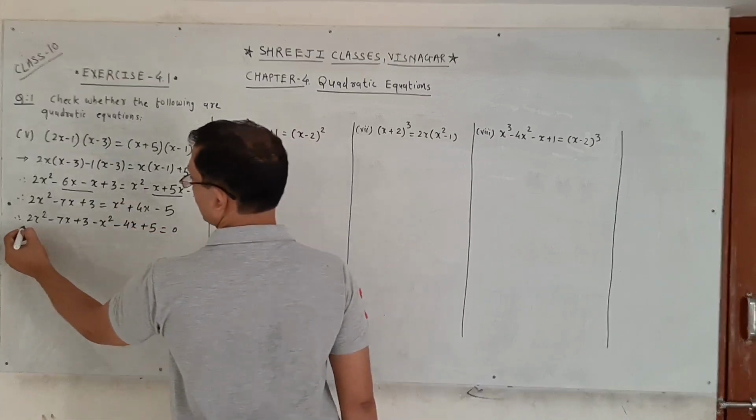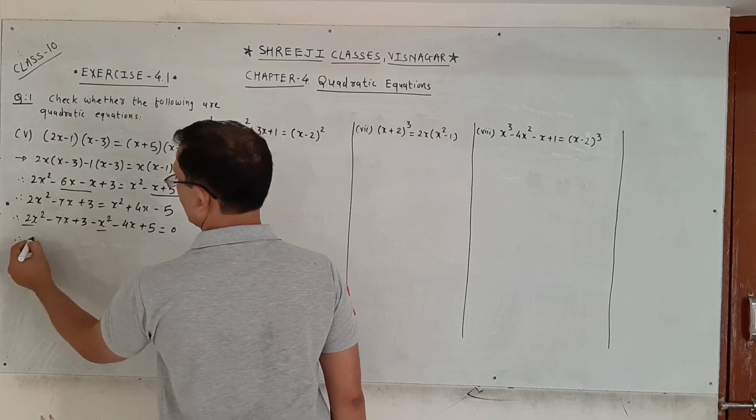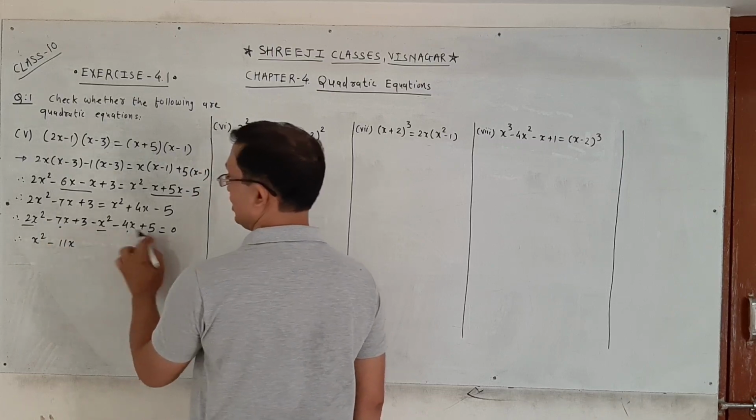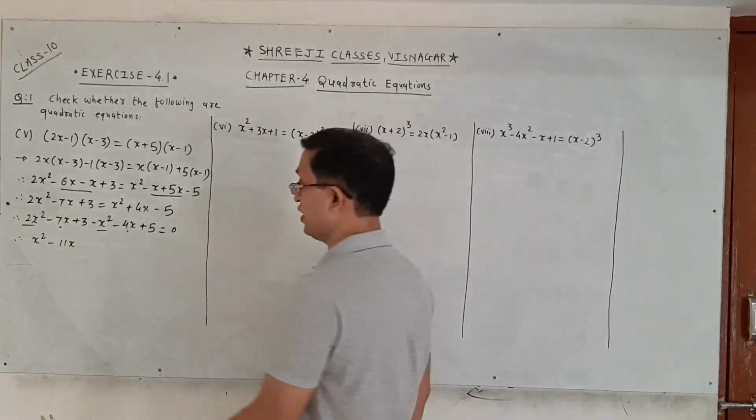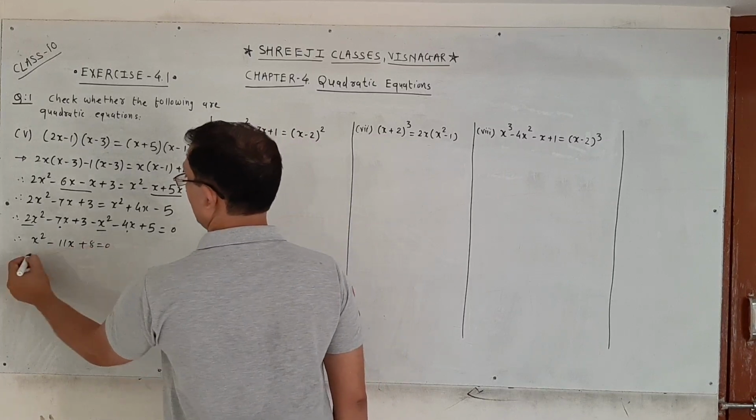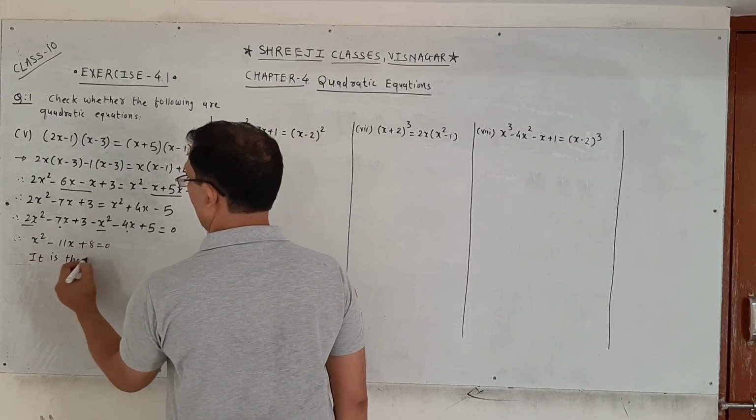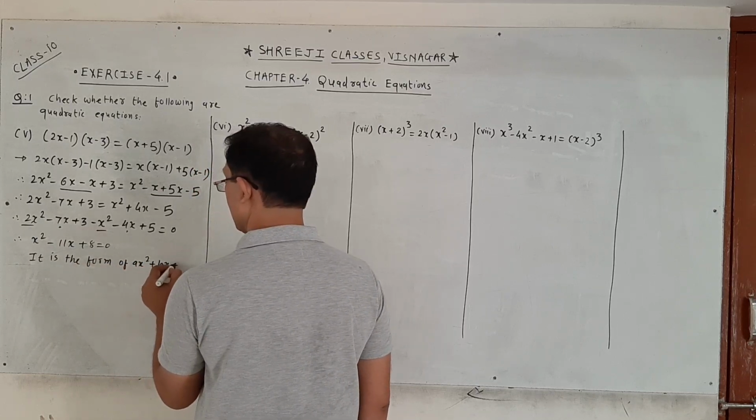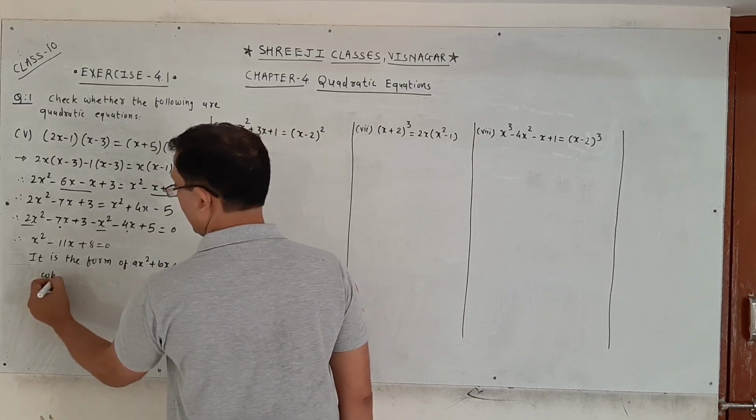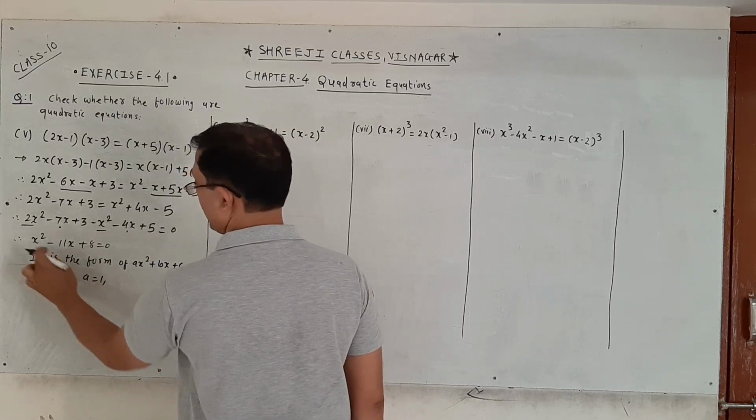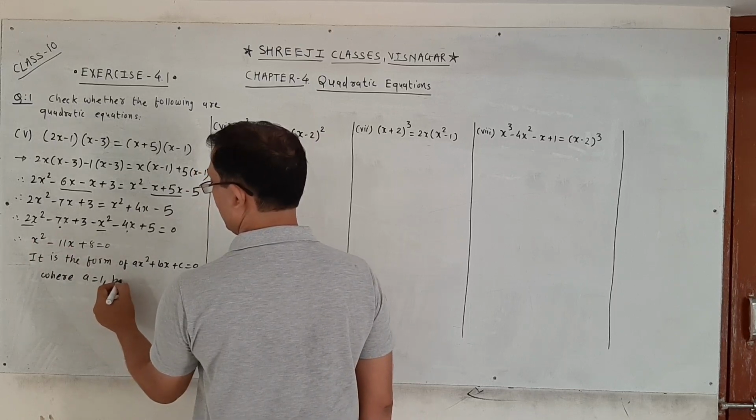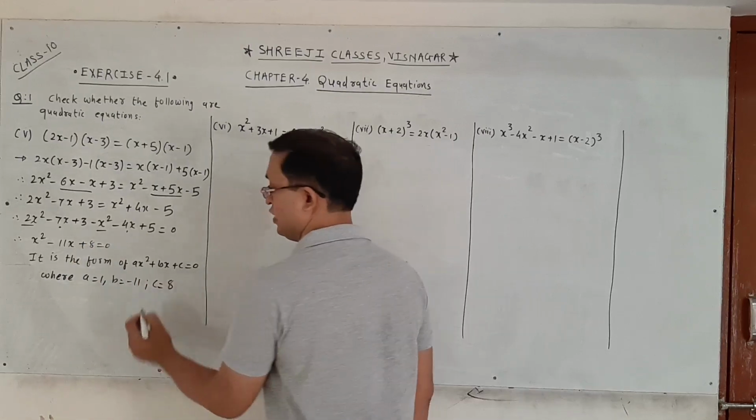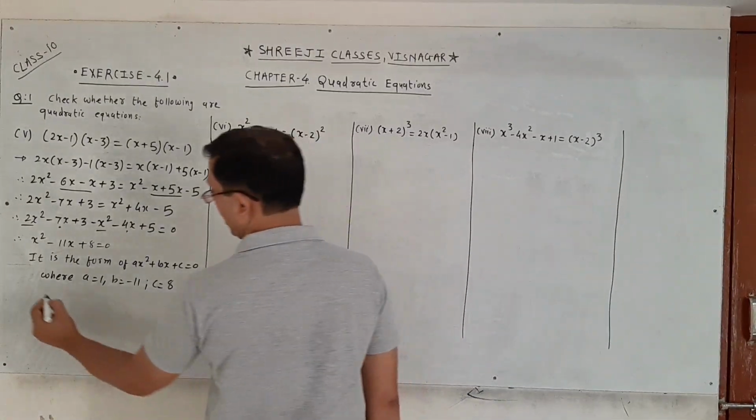2x square minus x square, that means positive x square. Minus 7x minus 4x, that is minus 11x. Plus 5 plus 3, that is equal to plus 8 is equal to 0. It is the form of ax square plus bx plus c is equal to 0, where a is equal to 1, coefficient of x square is 1, b is equal to coefficient of x, that is negative 11, and c is equal to constant term, that is equal to 8. Therefore it is a quadratic equation.